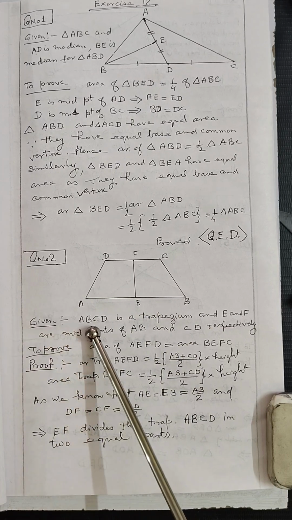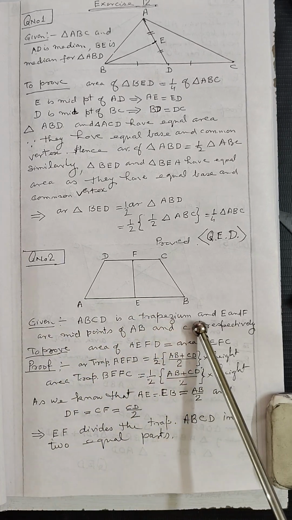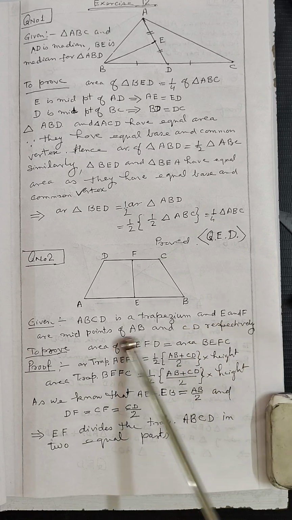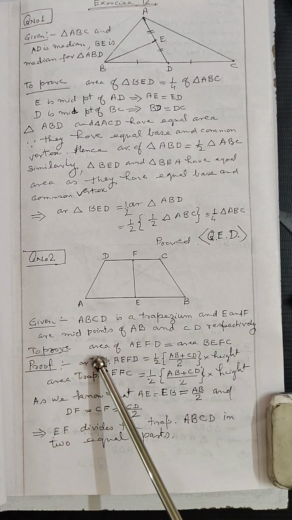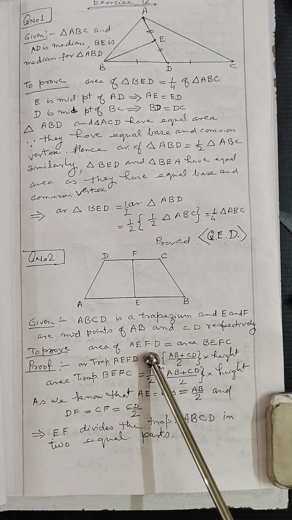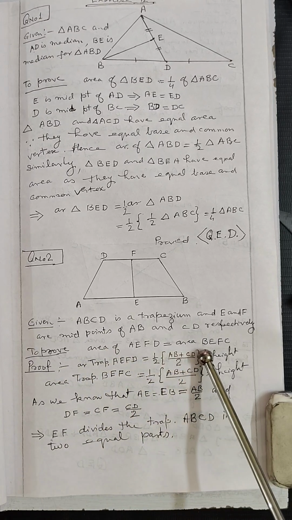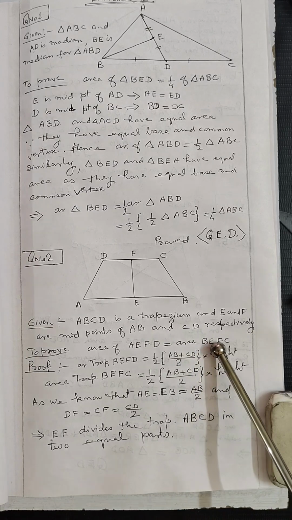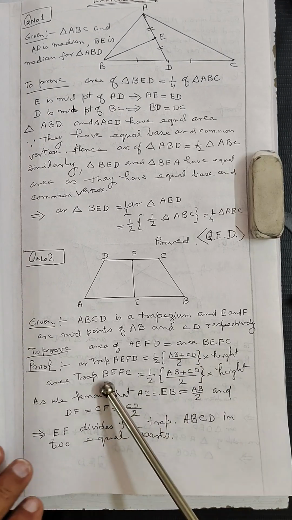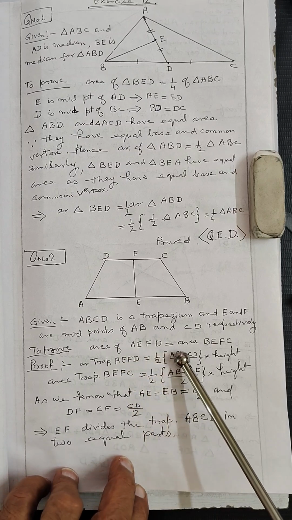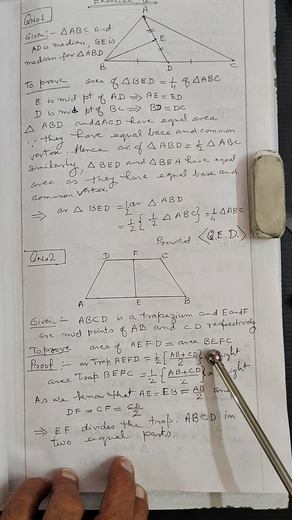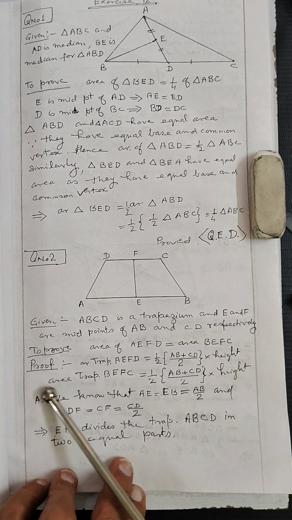You see, given ABCD is the trapezium and E and F are the midpoints of AB and CD respectively. To prove the area of AEFD is equal to area of BEFC. The area of AEFD will be equal to the area of BEFC. Proof देखिए.